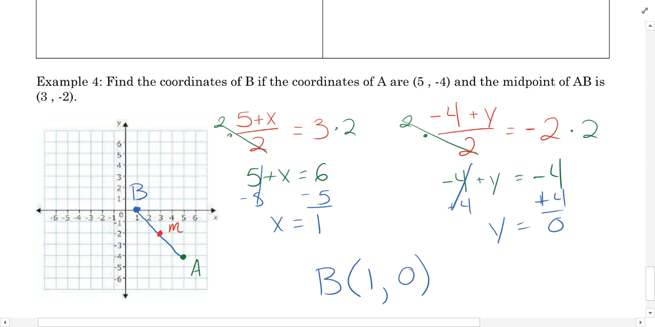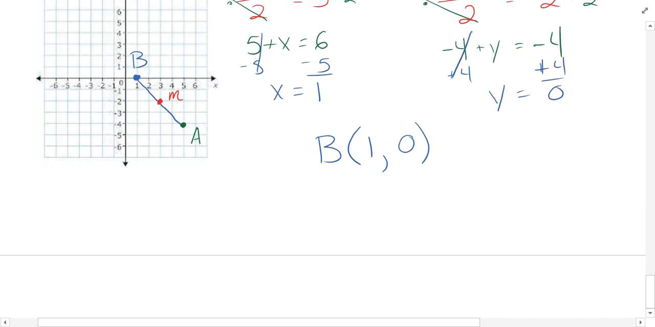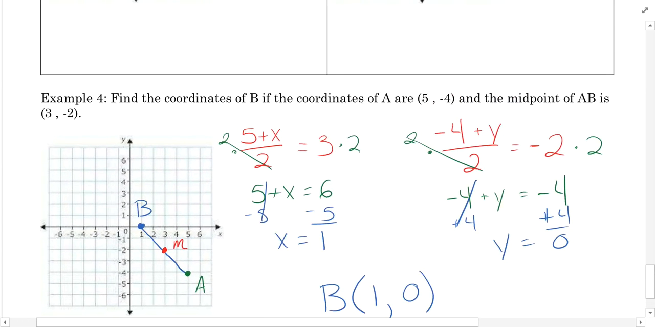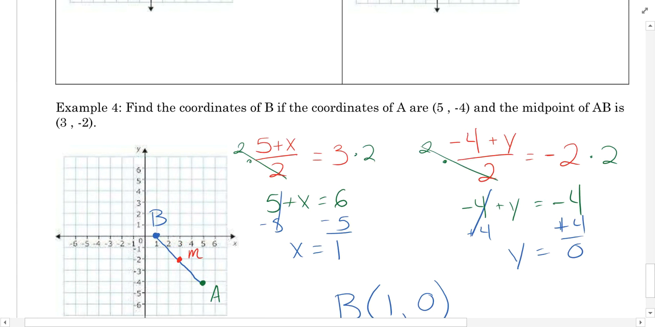And I can see that that makes M my midpoint, and I was able to find the value of my missing endpoint.